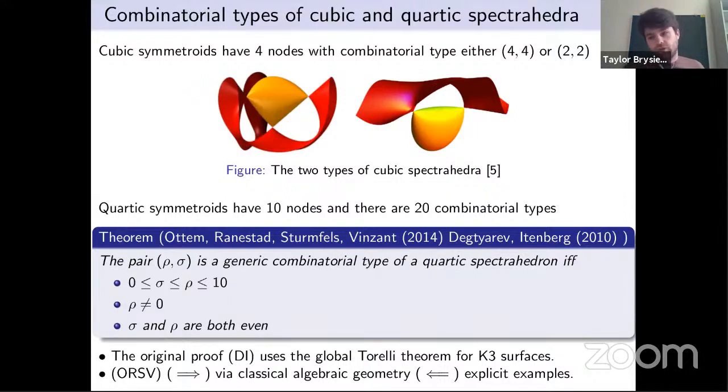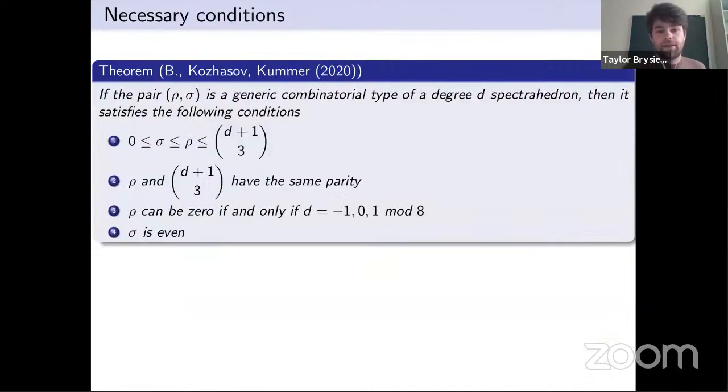And so what we set out to do was to extend this result to quintic spectrahedra. And what we found is that there are analogous, very similar conditions which are necessary for any degree of spectrahedra. And here they are. So the first one is completely as expected. They have to be non-negative.